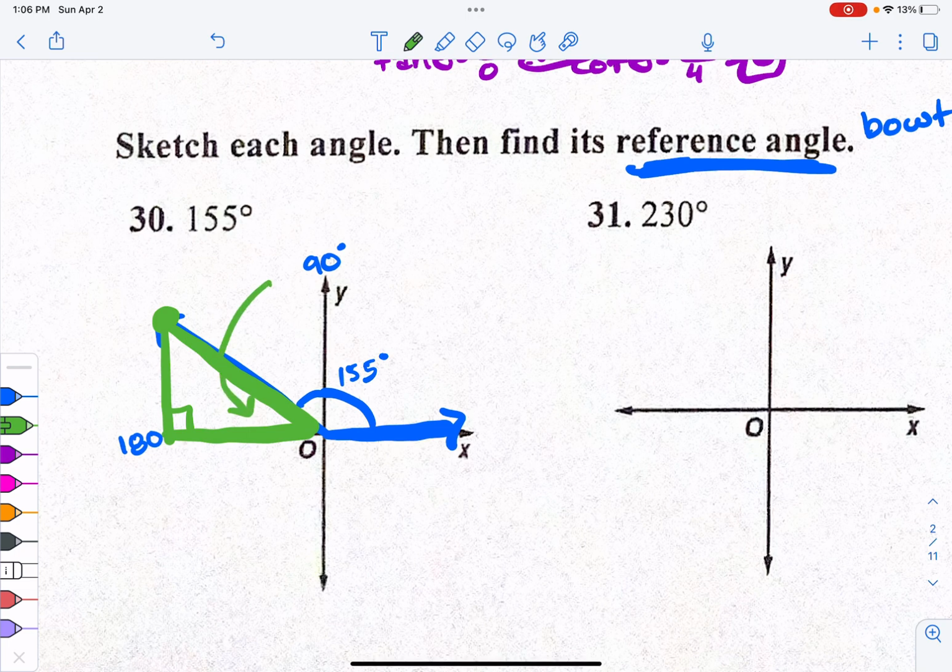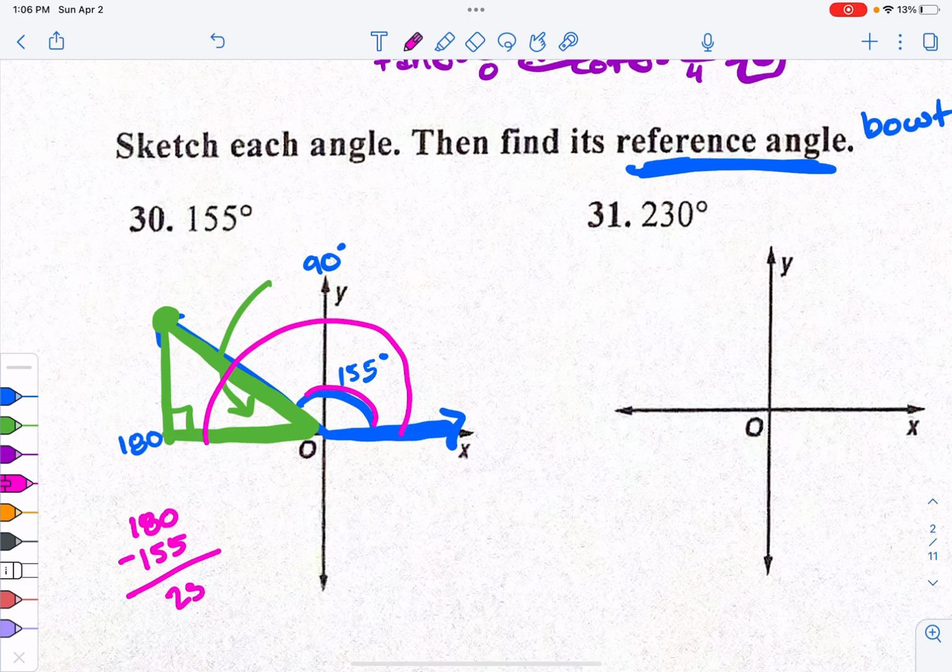I make that bow tie angle, and we want to find out what this angle is, okay? So if from here all the way to here is 180, and I'm only going 155, I could just take 180, subtract 155, and that would give me that bow tie angle. And that is 25 degrees, that is the reference angle. So that's what they mean by, what is the reference angle? If I would go the rest of the way to make that bow tie, what would that angle be? Okay, so that's how that works.